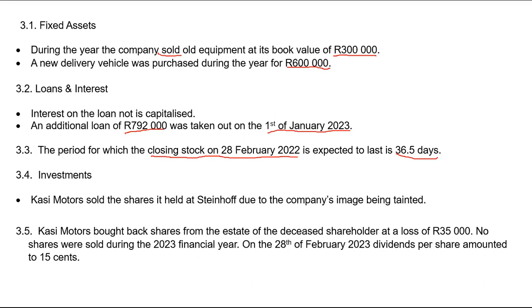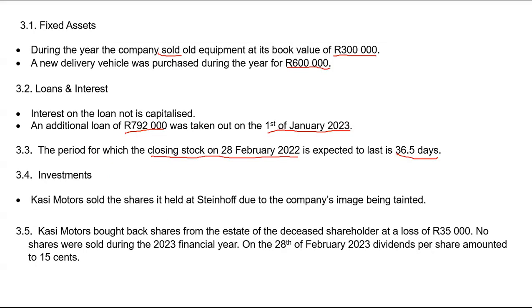Now for stock holding period, what is the formula for that? Normally it's average inventory divided by cost of sales, but for this one, it will be closing stock for last year divided by cost of sales for last year times 365, because it's not about how long it'll take us to sell closing stock. It's how long it'll take us to sell closing stock on the 28th of February 2022. So they were specific. So how long it'll take us to sell last year's closing stock, they were specific about it.